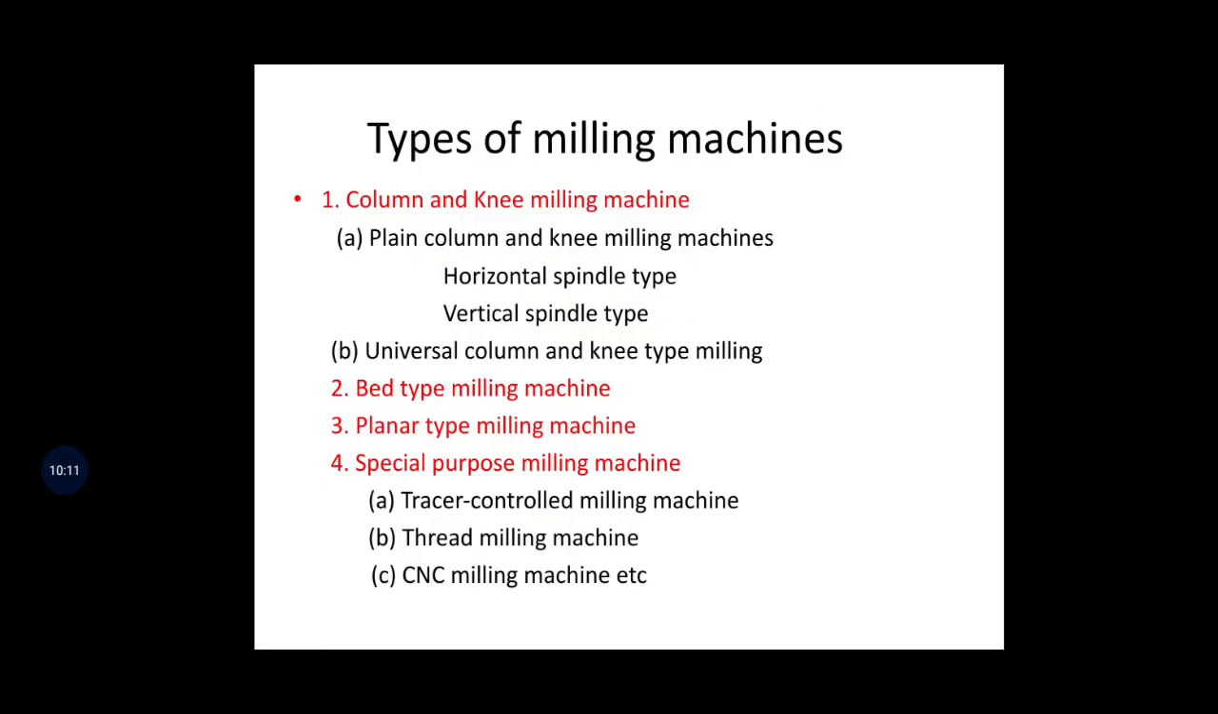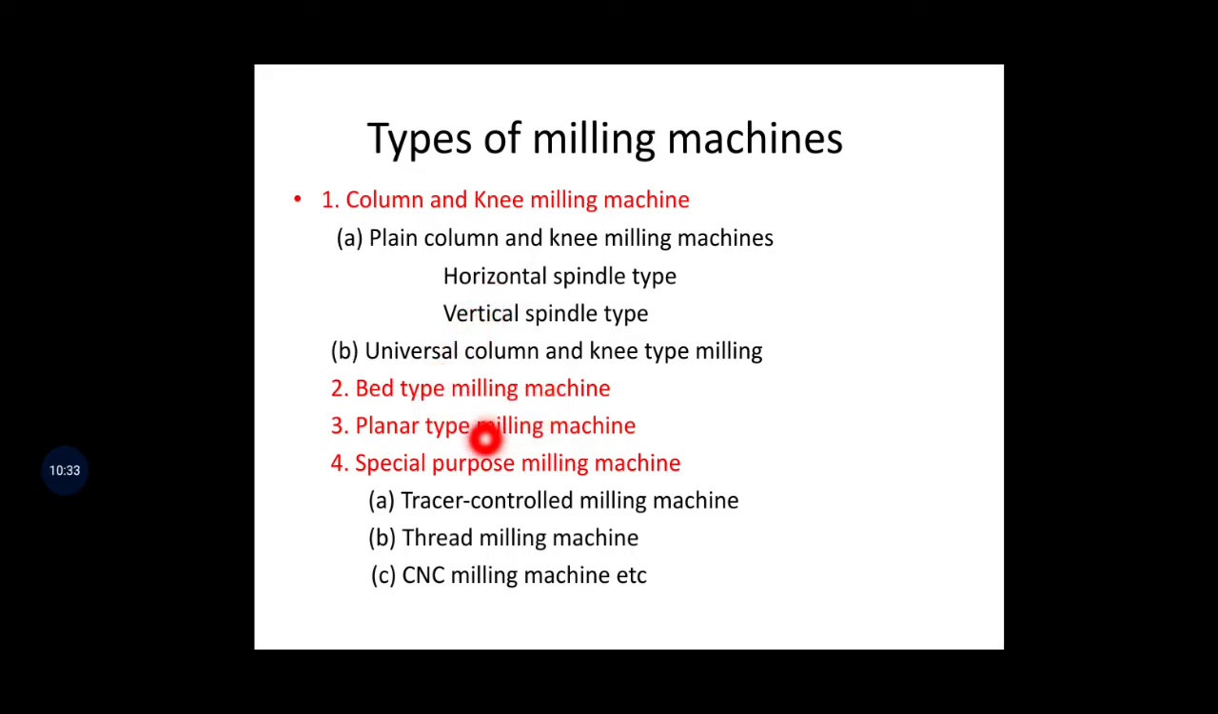Next, types of milling machines. So first is the column and knee milling machine. In that we have two types, A and B: plain column and knee milling machine, and universal column and knee milling machine. In the plain column and knee milling machine, we have a horizontal spindle. The other is the vertical spindle type. I will show you the diagrams of these two.